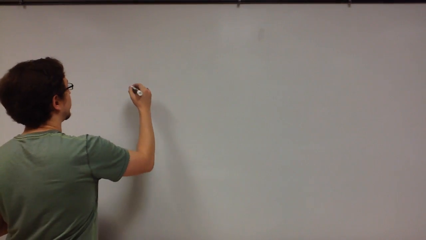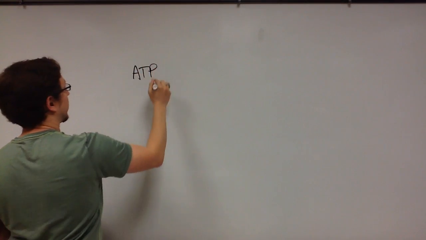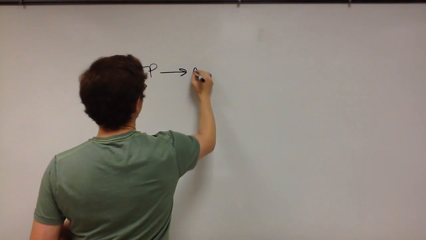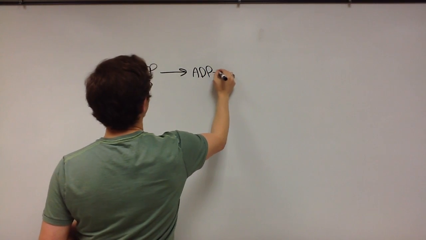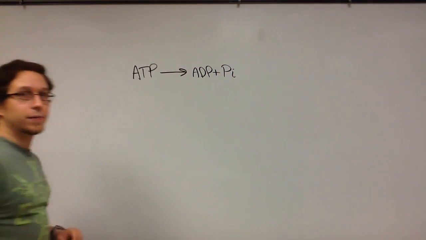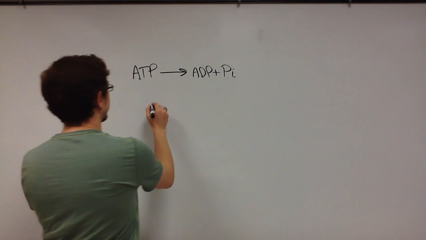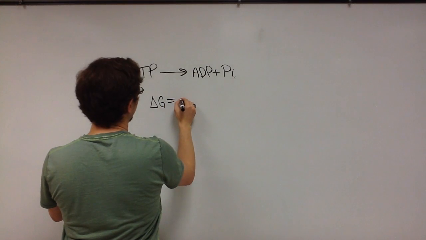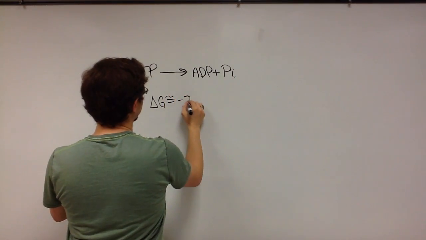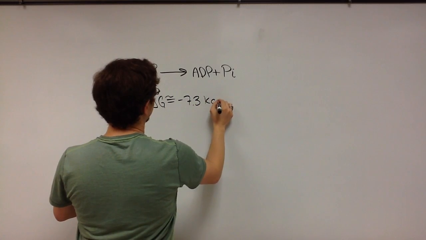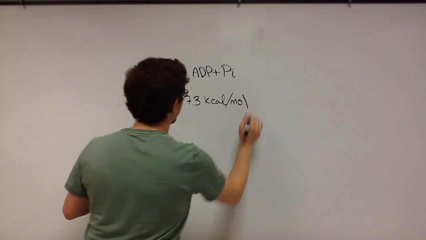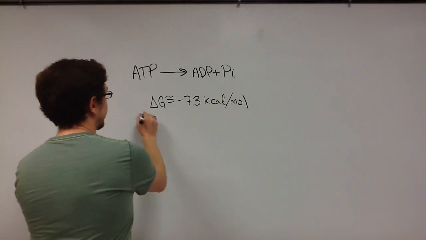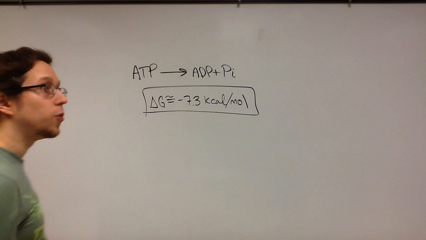So in this final tutorial, I want to talk real quick just about ATP kinetics. What I want you to remember is this process where ATP is becoming ADP and an inorganic phosphate. This process has a delta G that is approximately negative 7.3 kilocalories per mole, making it spontaneous, making it exergonic. This energy can be used to fuel other reactions.